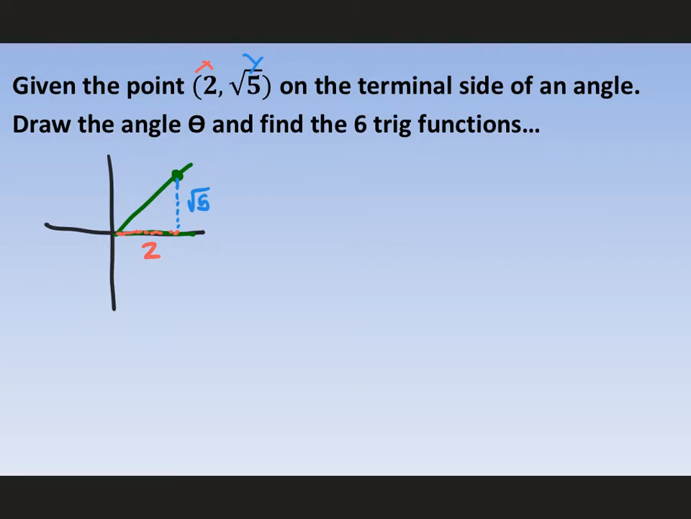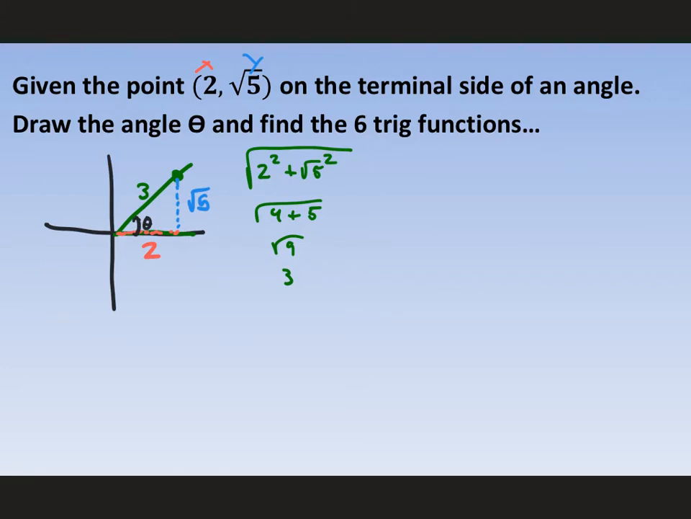Now to find our hypotenuse side, we're going to do the kind of modified Pythagorean theorem. So we'll do 2 squared plus the square root of 5 squared, and take the square root of the whole thing. So 2 squared is 4, the square root of 5 squared is 5, 4 plus 5 is 9, the square root of 9 is 3. So that means our hypotenuse right here is 3. All right, so here's our angle theta right here. We can now do our trig functions.